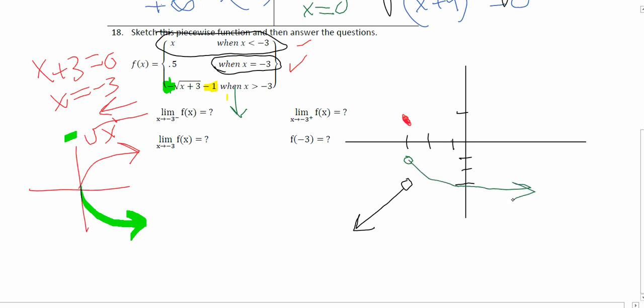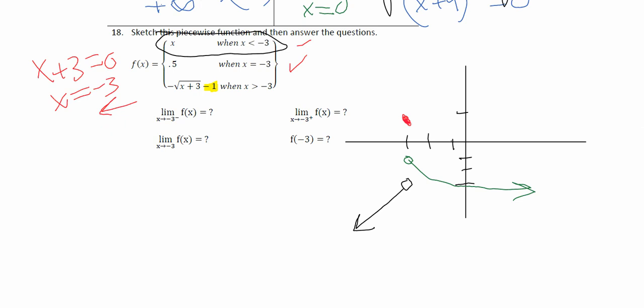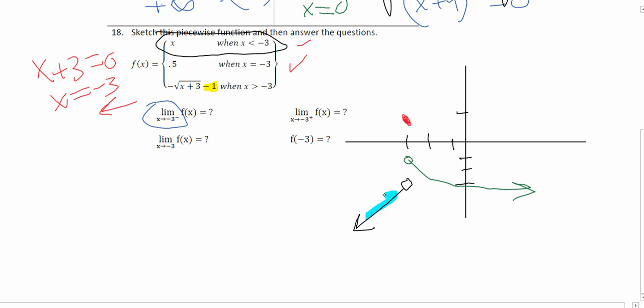So perhaps it looks something like this. Okay, let me erase some of my markings here. Alright, let's answer the questions. The first question says, what is the limit as x approaches negative 3 from the left? So from the left would be coming up in this direction, and when we approach negative 3 from the left, that equals negative 3.